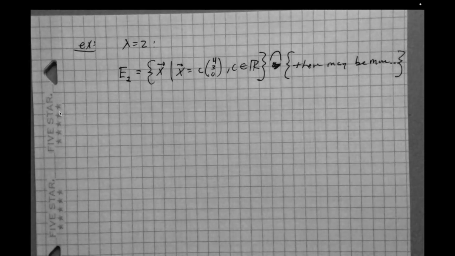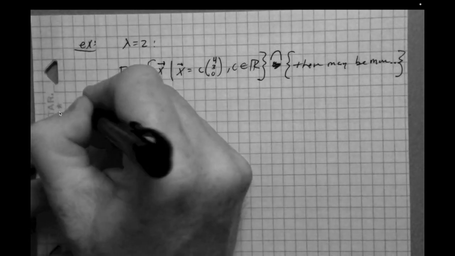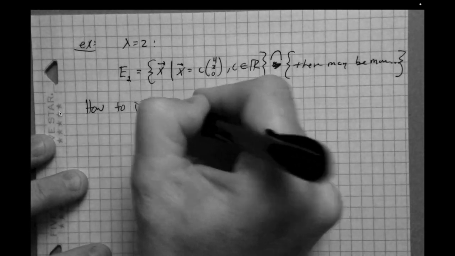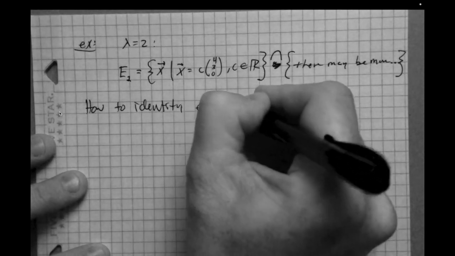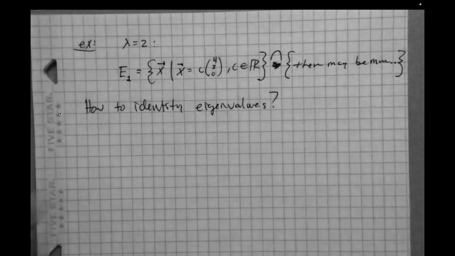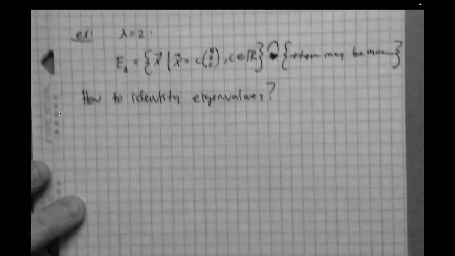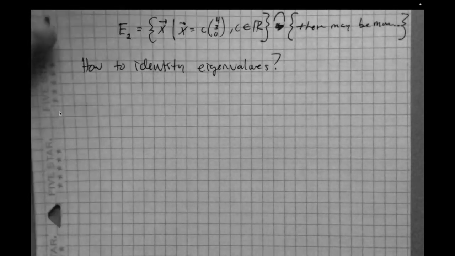What we want to do first, before we get heavy into the eigenvectors, is figure out how to identify eigenvalues. So what's the technique? What's the method that should be employed? We're just going to derive something here.